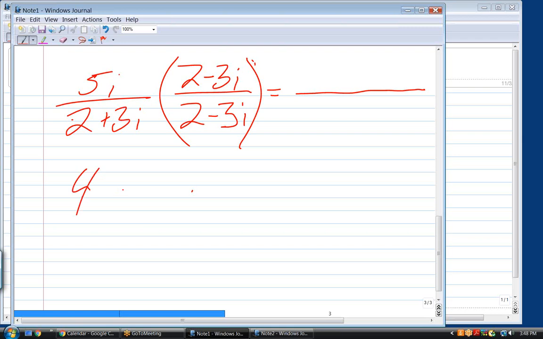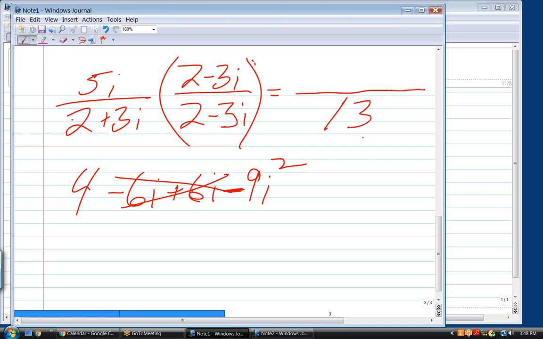Well, that's 4 minus 6i plus 6i minus 9i squared. Those cancel, so there's my 4 minus 9i squared, but now the secret is to convert i squared. What's i squared equal to? Negative 1. So that becomes 13. I've made it real. And it's always going to be real. Whenever you multiply by the conjugate, the two middle terms with i always cancel one another out, and the i squared always turns real.